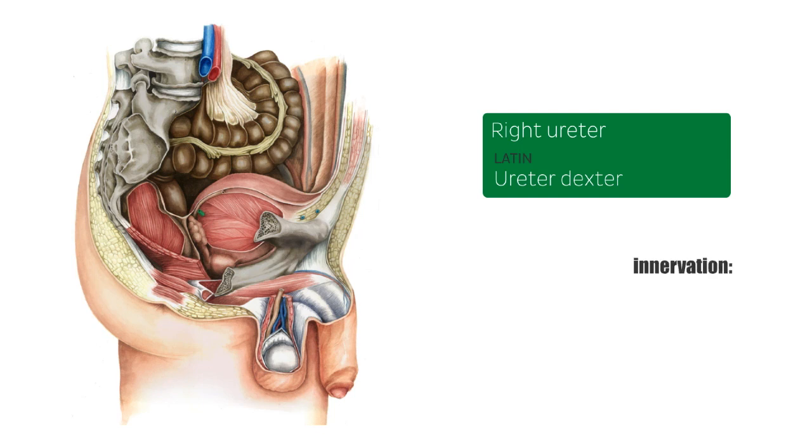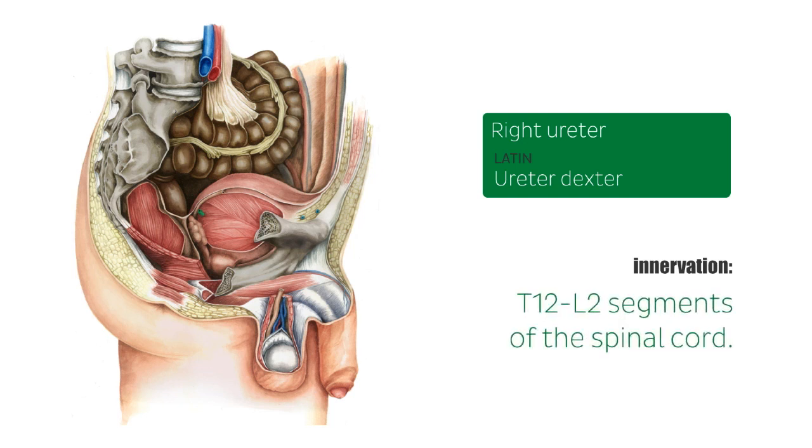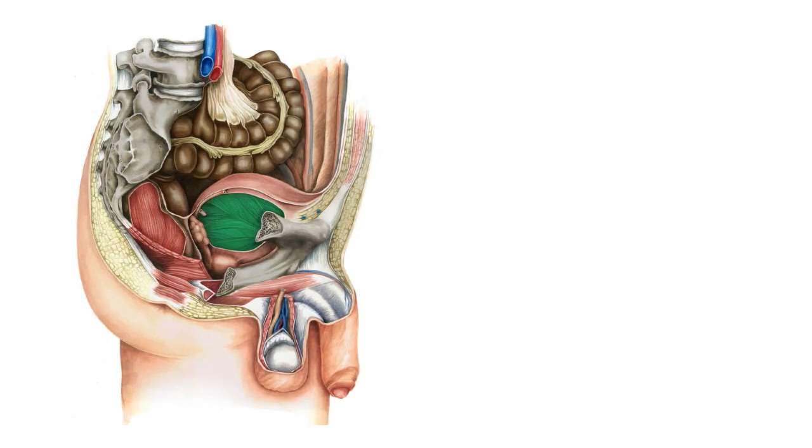The ureters are richly innervated by nerves that travel alongside the blood vessels. The primary sensation to the ureters is provided by nerves that come from T12 to L2 segments of the spinal cord. We're now ready to move on and highlight this structure here, this organ.